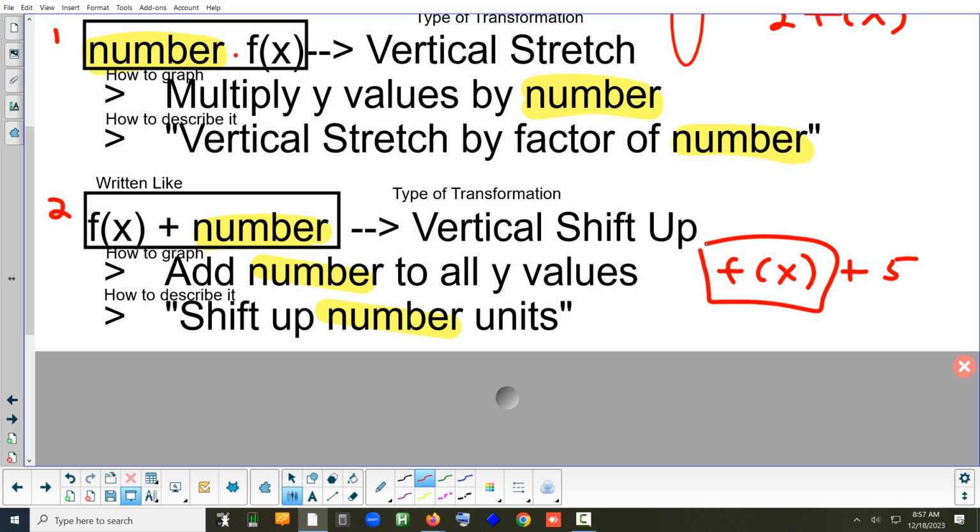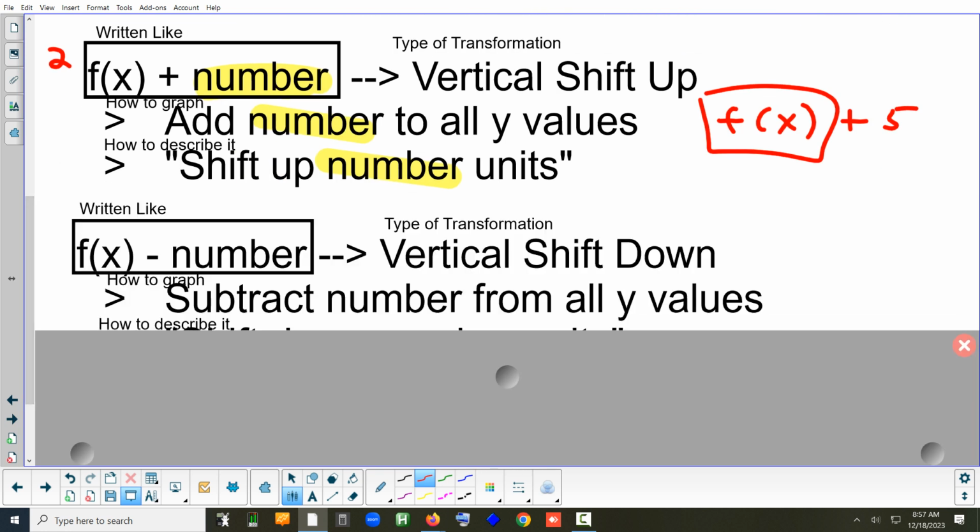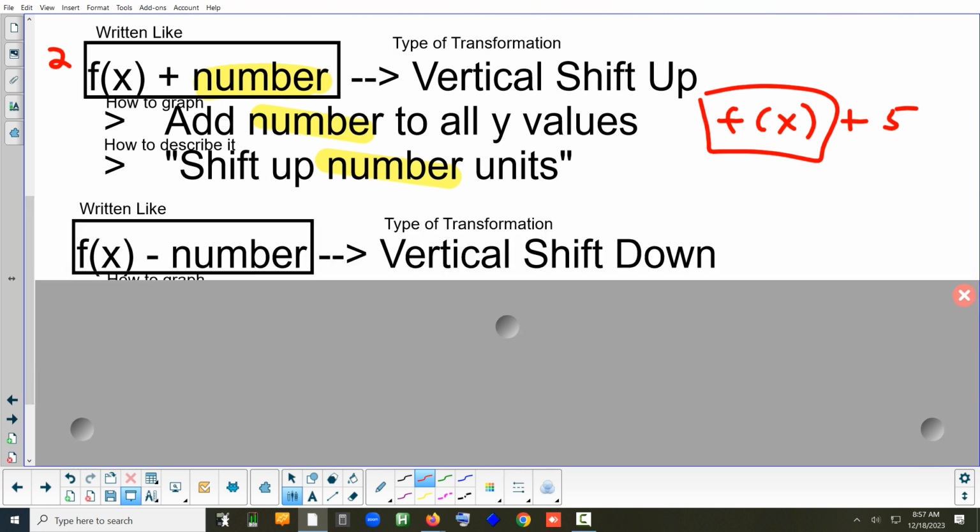Any questions on what you put in the second row? I tried to label each thing: the written type of transformation, how to graph, and then how to describe. All right, let's do the third one. The third one is very similar to the second one.